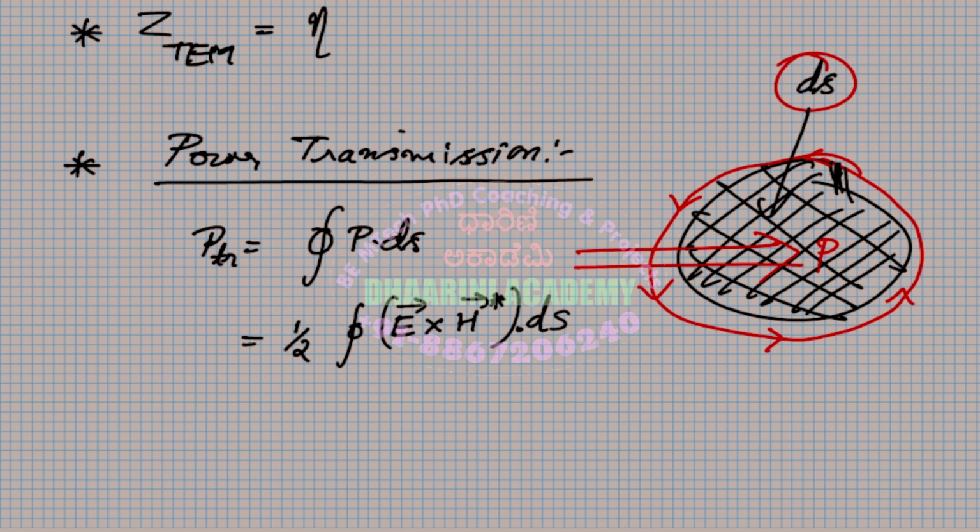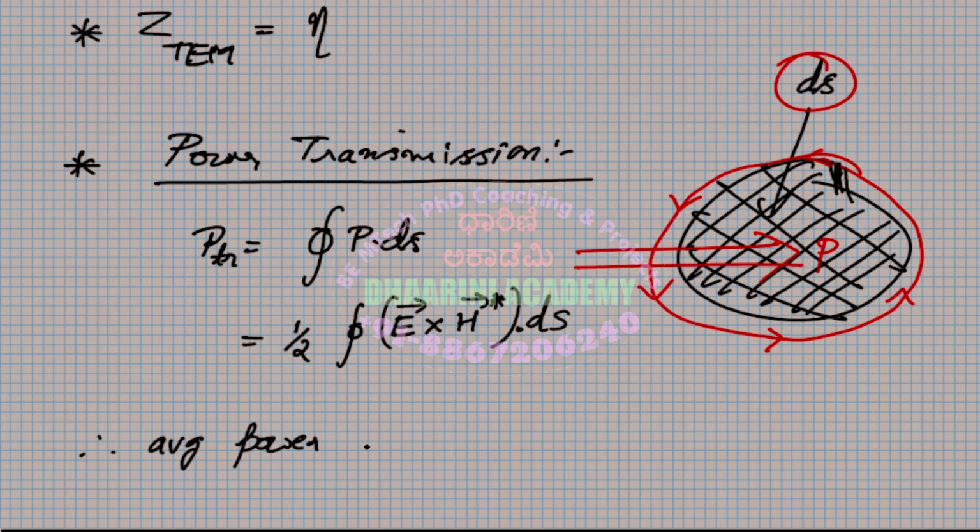So the difference is when it comes to the rectangular waveguide, we will try to calculate the average power. I'll directly write: therefore, average power flow through a rectangular waveguide.